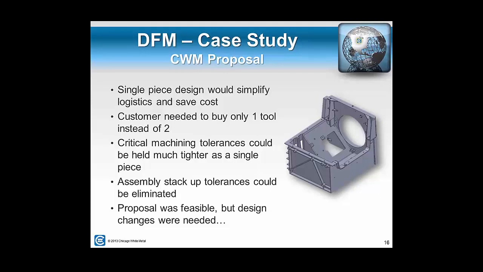The critical machining tolerances, instead of having to do them on individual components, we were able to do them on a single part, which made it a little easier to hold the tighter tolerances. And all those stack-up issues associated with the assembly components were removed. So we knew this was feasible, but there were still some design tweaks and changes that we would have to do to finalize it.